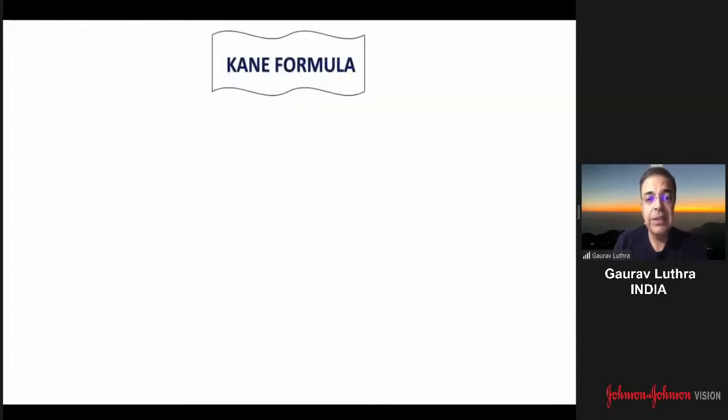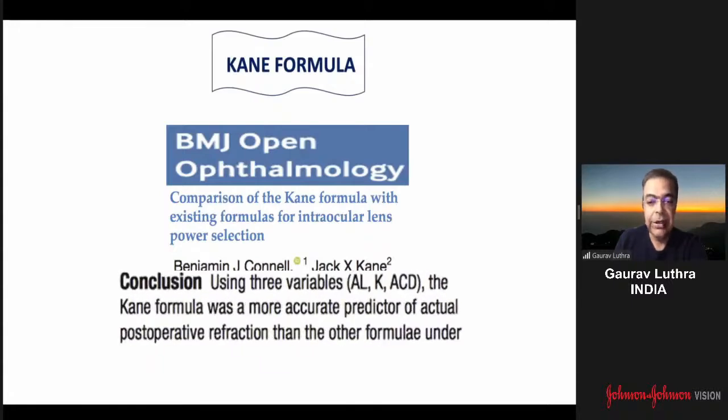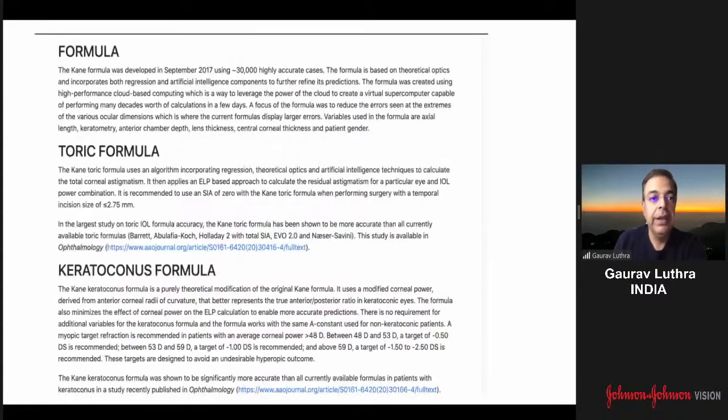The Kane formula sounds exciting too, and in a few studies it has been shown to be very, very accurate. It came up in September 2017, with almost 30,000 highly accurate cases. They have a formula for the toric as well, and they have one for keratoconus as well, which is derived from the regular Kane formula.